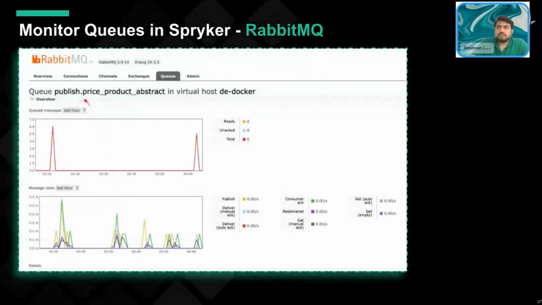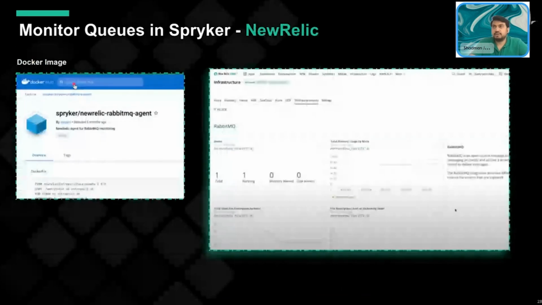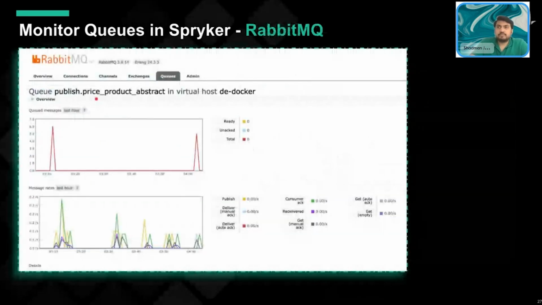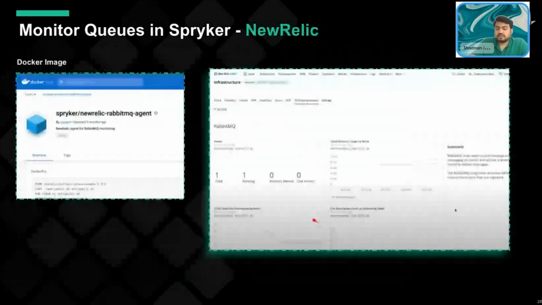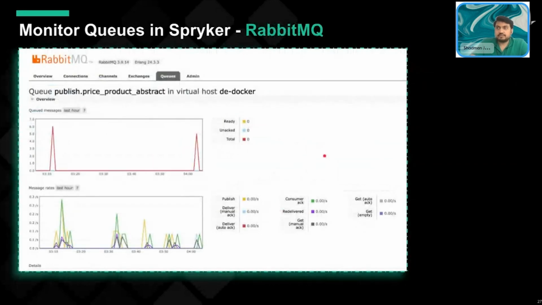Similarly, if you go into more detail for the price product abstract, this is just an example. You can pick any queue from the list. You can also see more details of the specific queue, like what message rates we have in a couple of hours or a couple of minutes, how many messages are queued in the queue, and what the performance is over here.